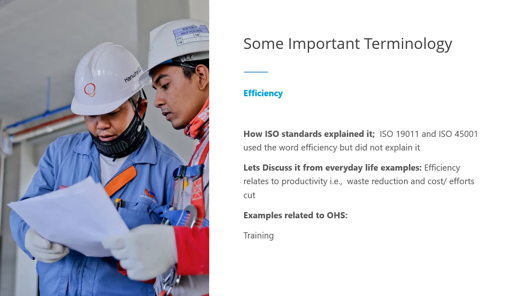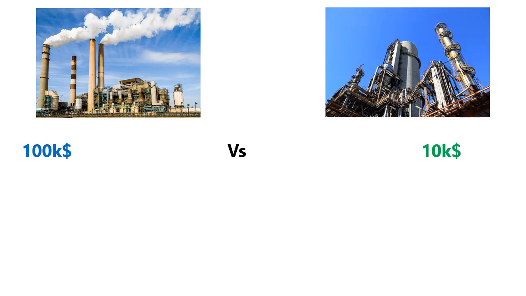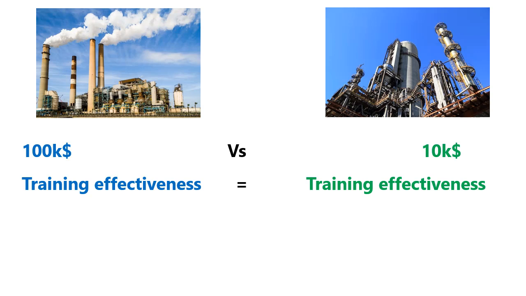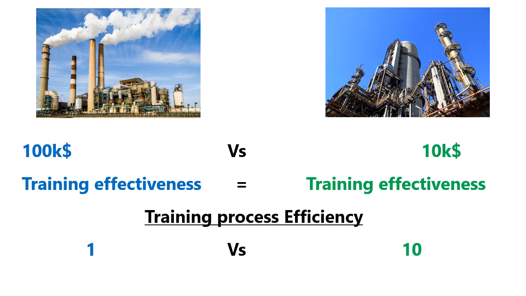Suppose there are two different organizations that are facing workplace safety issues. Both organizations plan to conduct training for their workforce. Organization 1 spent $100,000 and managed training for all of its workforce through an external training provider, while Organization 2 spent $10,000 and sent its two safety professionals for external training, who subsequently trained all of their workforce. The training effectiveness has been the same for both organizations, as there has been the same level of improvement in OHS performance subsequent to the training. But the training process for Organization 1 was 10 times less financially efficient than Organization 2.